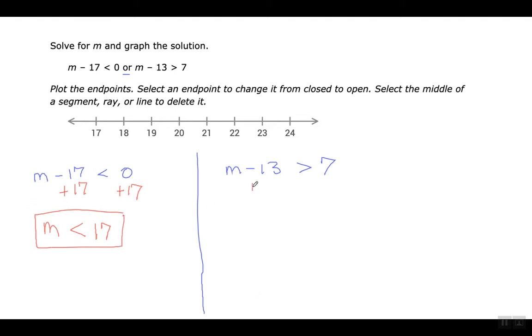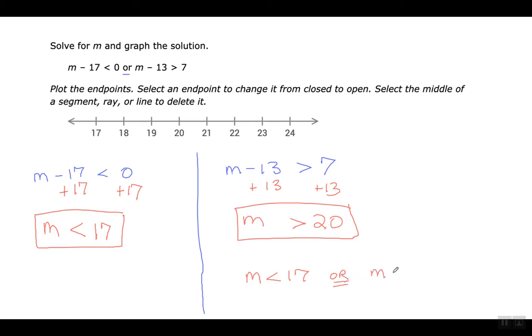Alright, over here, same thing. I'm going to do this. I'm going to add 13 to both sides. So I'm going to get m greater than 20. Okay, now to combine this into one answer, really, you would just have to write m less than 17, or you actually would have to write that. Or, you don't have to write the two lines. I just put that to emphasize that.